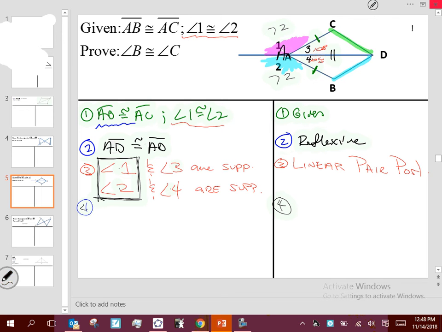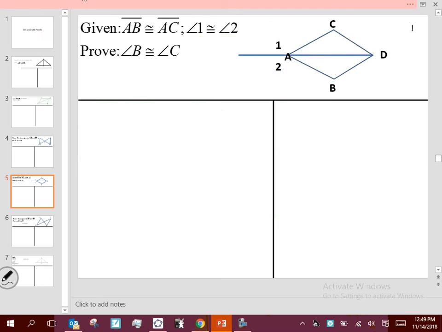We have angle 1 and angle 2 are congruent. 1 is supplementary to 3. 2 is supplementary to 4. What we gain from that is that angle 3 is congruent to angle 4. I'm going to type it in. It's a long statement, and my handwriting's kind of messy with that, but see here.